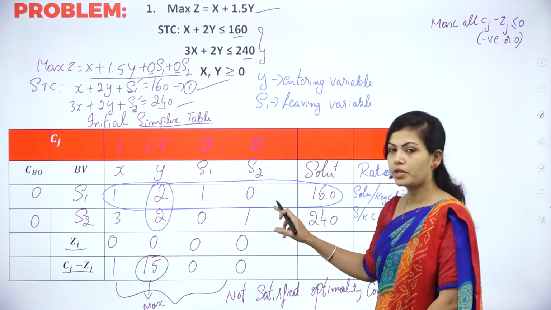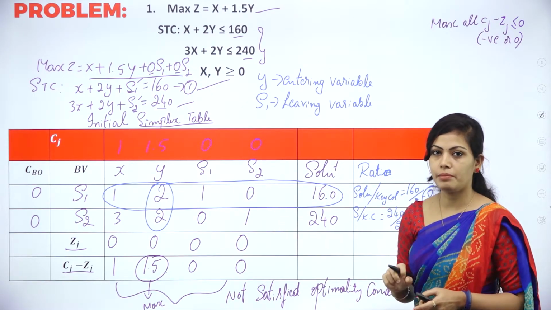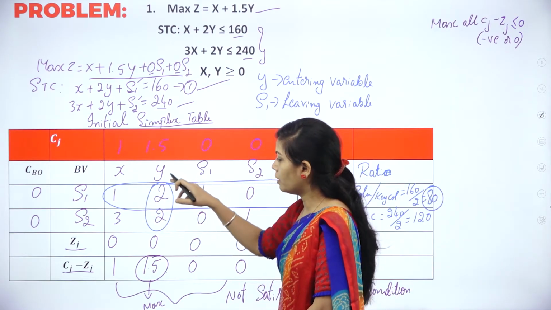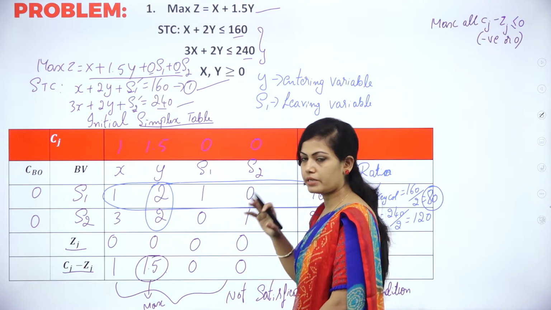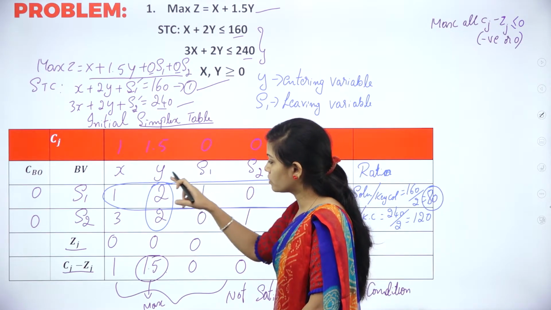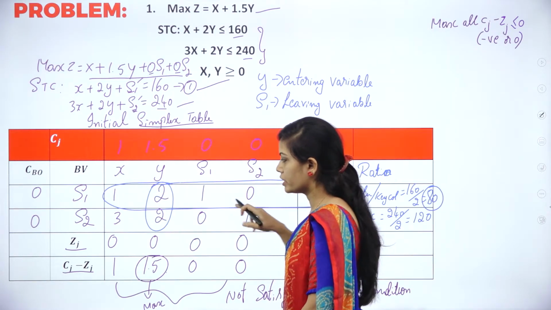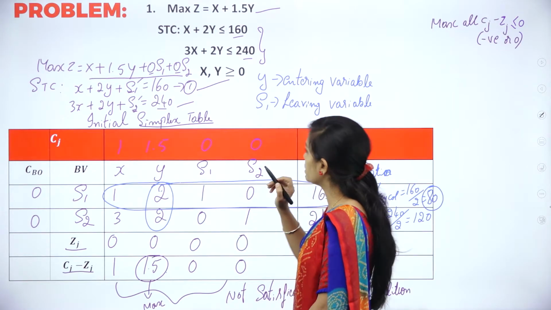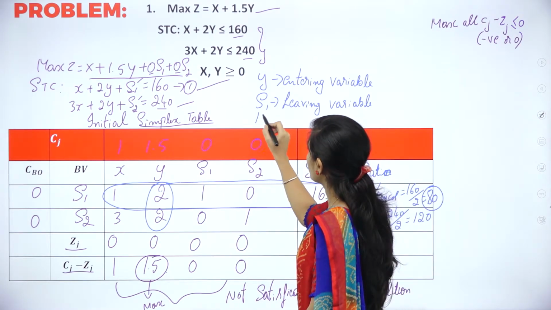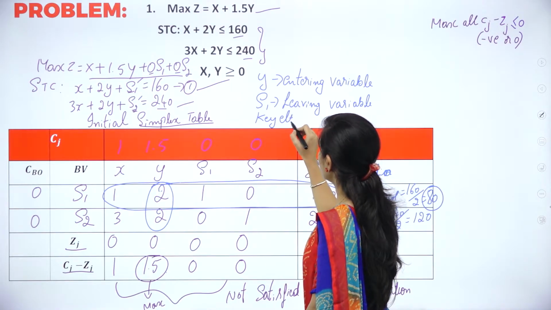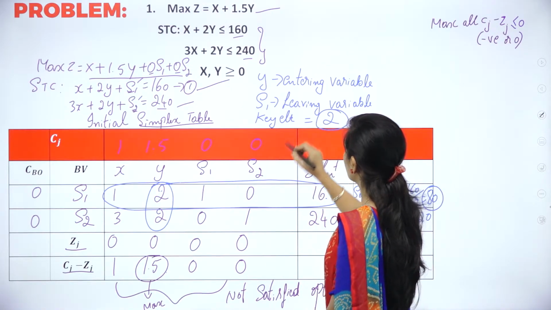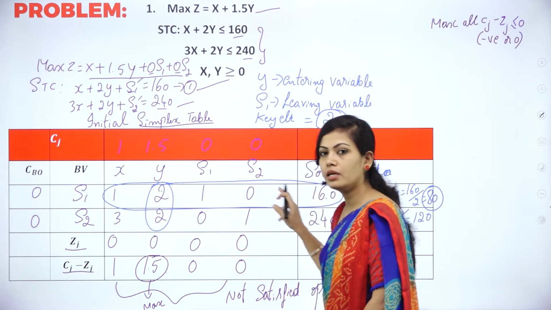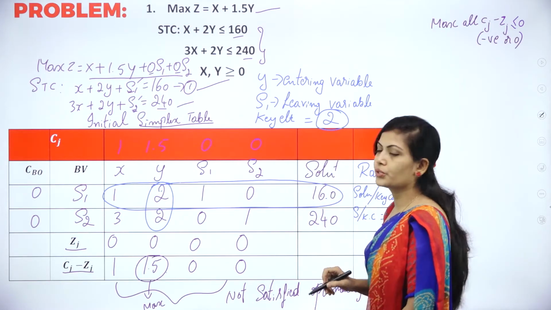And now we have to find the key element. So how to find the key element? The common element for both the key column and key row. I'll repeat, the common element for both the key column and key row is 2. So the key element or pivot element is equal to 2. 2 is my key element because it is common for both the key column and key row.